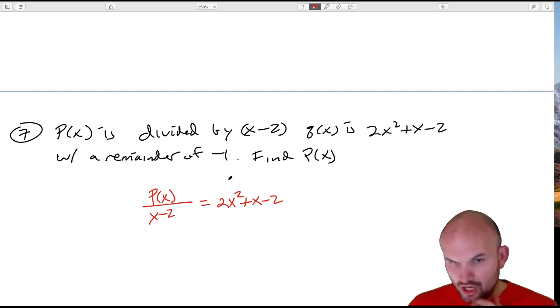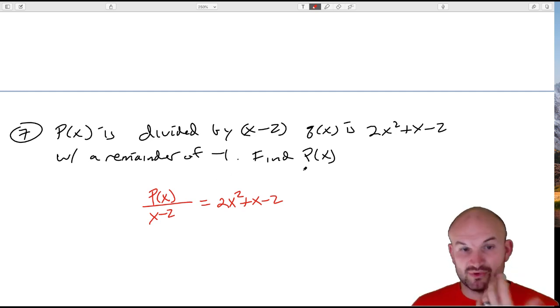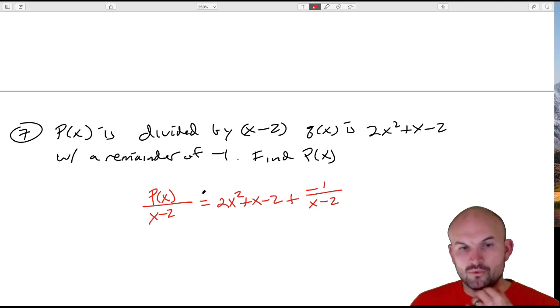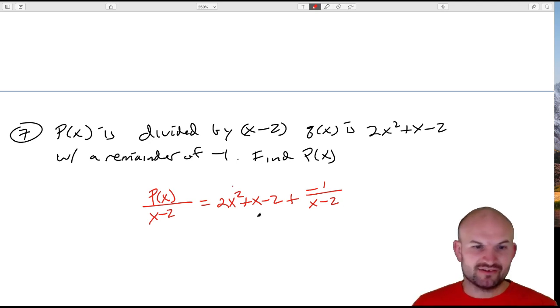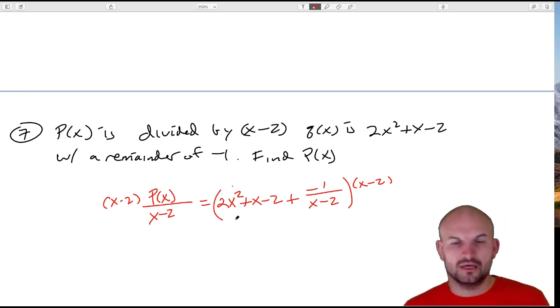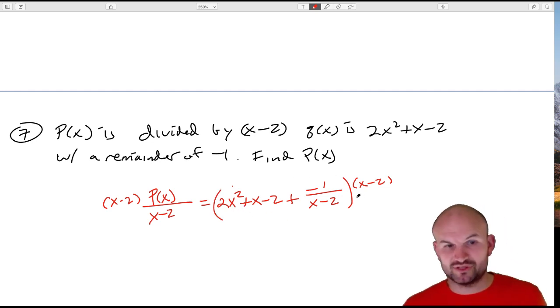If you recall from long division or synthetic division, when you have a remainder, you basically take the remainder and then divide it by the divisor, which is x minus 2. So really what this question is saying, we already have everything. Now we just need to solve for P of x. So all I need to do is just multiply by x minus 2 on both sides. Now we can't be crazy here, make sure to put this in parentheses.